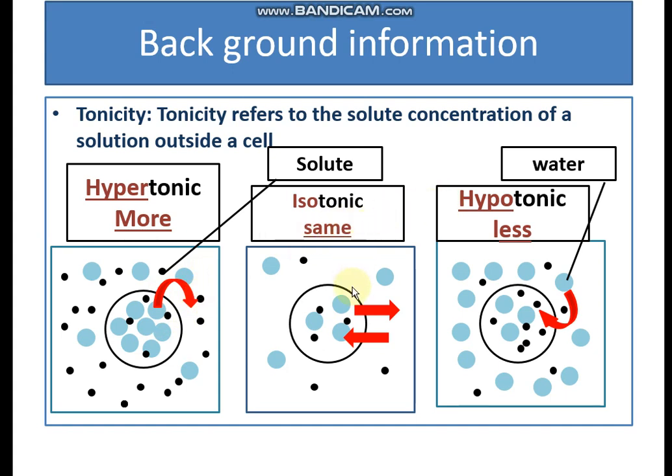While in case of isotonic conditions, the amount of water leaving the cell is equal to the amount of water entering the cell. When it comes to hypotonic condition, there is higher water potential outside. The water will move into the cell by the process of osmosis by crossing this semi-permeable membrane.